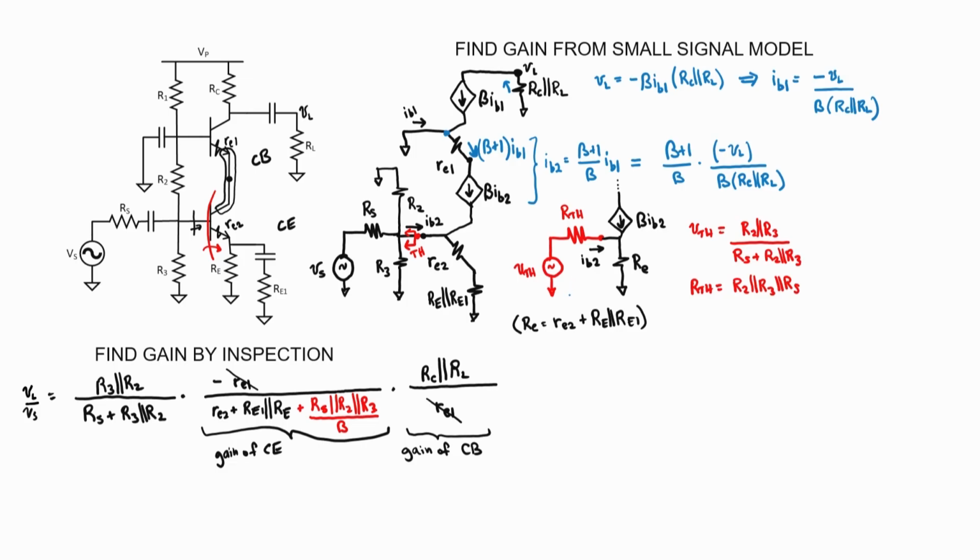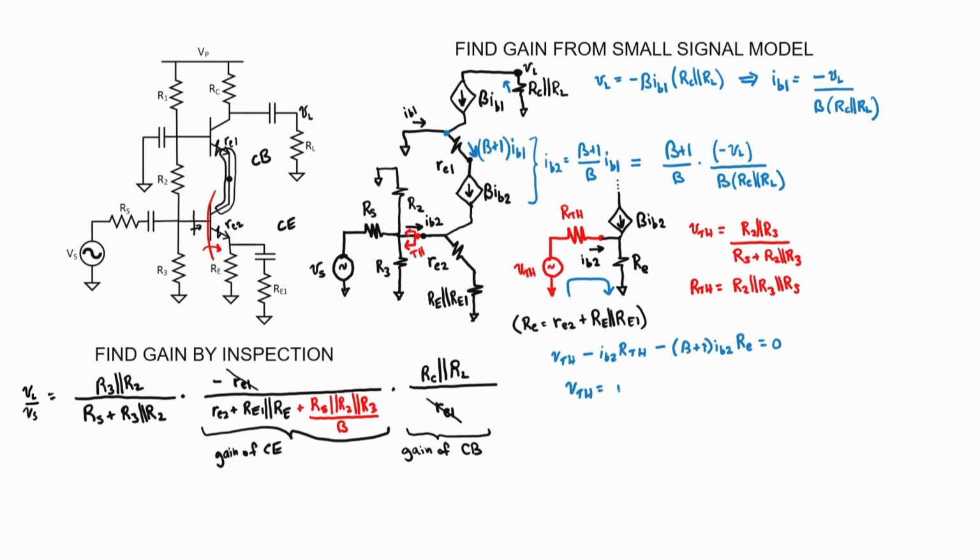I'm now going to apply the Kirchhoff voltage law around this loop. First, we have a voltage rise of VTH. Then we have a voltage fall of IB2 times R Thevenin. And then we have a voltage fall. The current is beta plus 1 times IB2. And then the resistance is RE. Those have to add to 0.